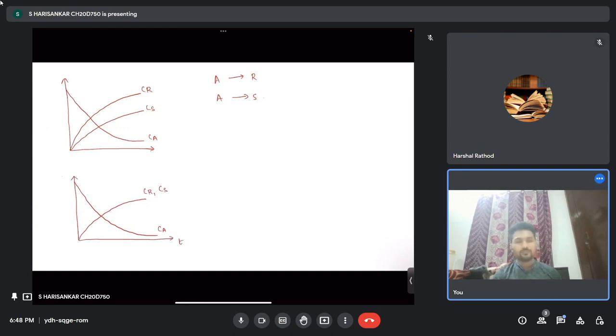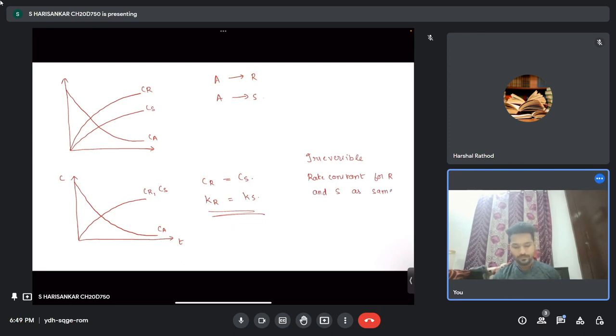That means the concentrations of Cr and Cs are the same at all times. This basically means the rate constant corresponding to R and the rate constant corresponding to S are also the same. So we need to look for a parallel reaction which is irreversible, and also the reaction rate constants for R and S are the same.